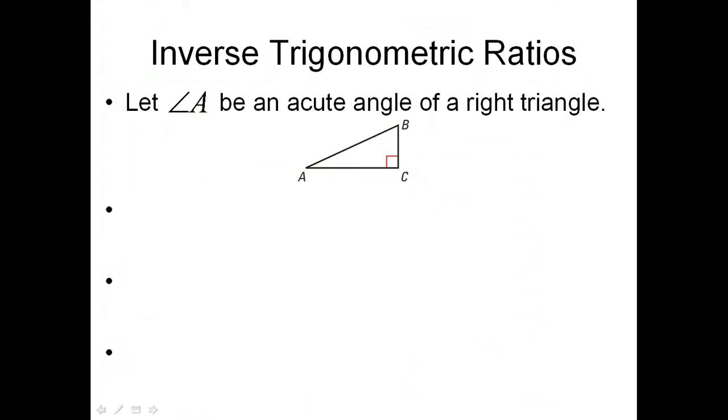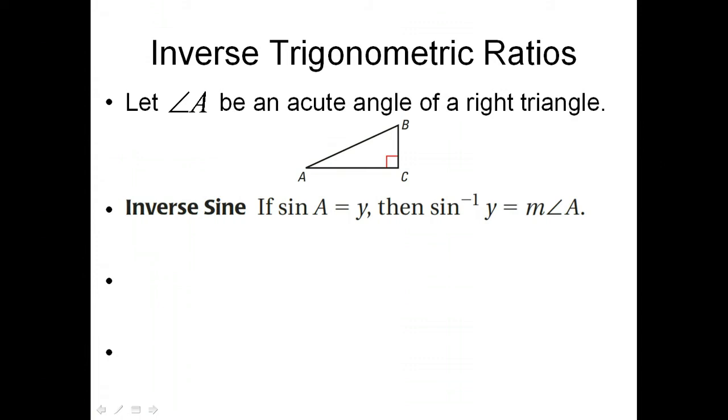Let angle A be an acute angle of a right triangle. Then the inverse sine is that if sine of A is equal to y, then the sine inverse of y will tell us the measure of angle A. Now you'll see what I mean by this as we go along.